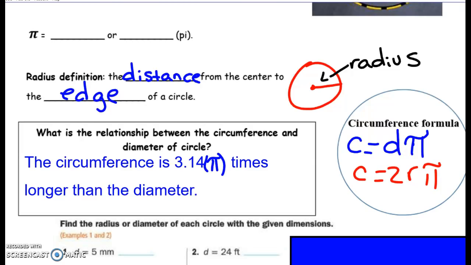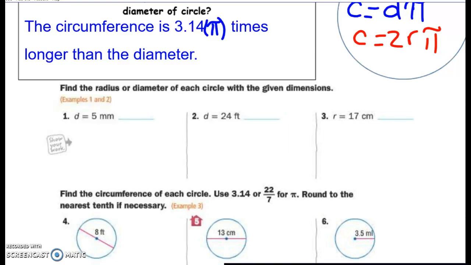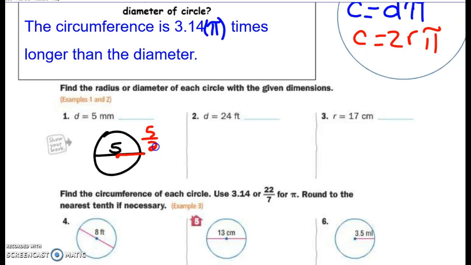Now let's try a few examples. For questions 1 through 3, it says find the radius or diameter of each circle with the given dimensions. For example 1, it tells us the diameter. If the diameter is 5, then to figure out the radius, I just need to figure out what's half of 5, because again, radius is just halfway across the circle. So 5 divided by 2, that means that the radius is 2.5.